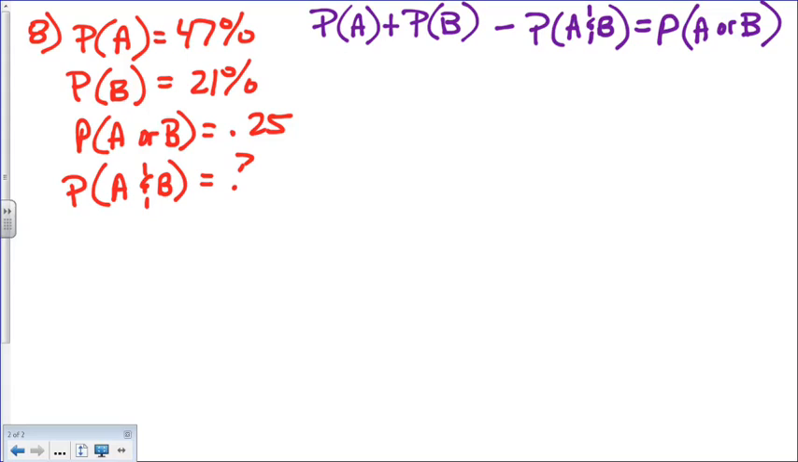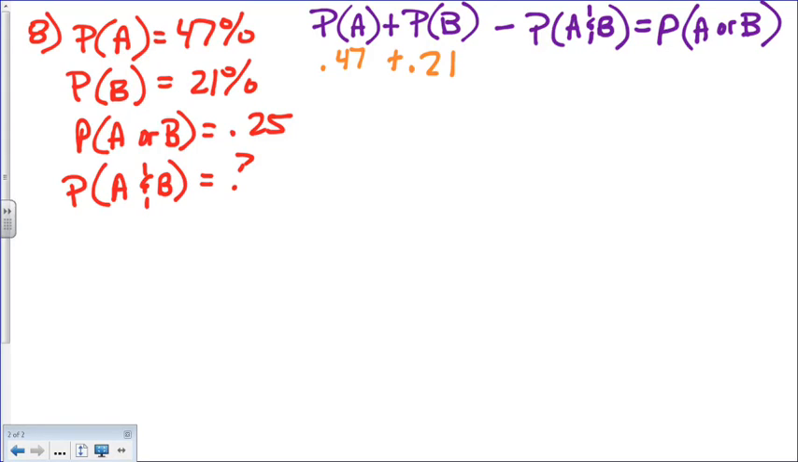Okay, so that might be a little bit too much. Like, well, just get to the math. So let's do that. So what we're going to do is plug in the information we know, and then just like algebra, find the information we don't know. So the probability of event A is right here, 47%. But when I do the math, let's go ahead and write it as a decimal, 0.47. Probability of event B is right here, and that is 21%, or the way we're going to write it is 0.21.